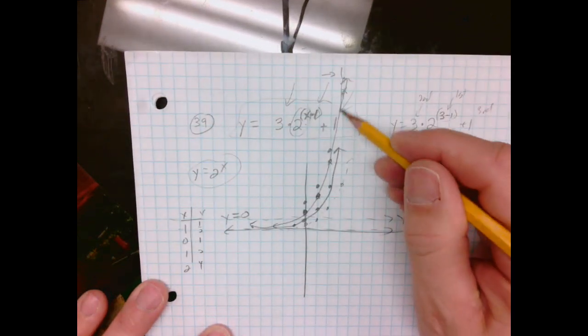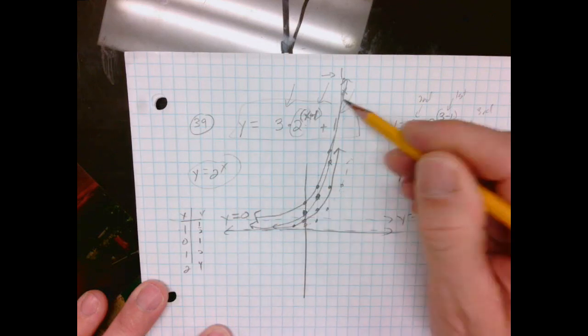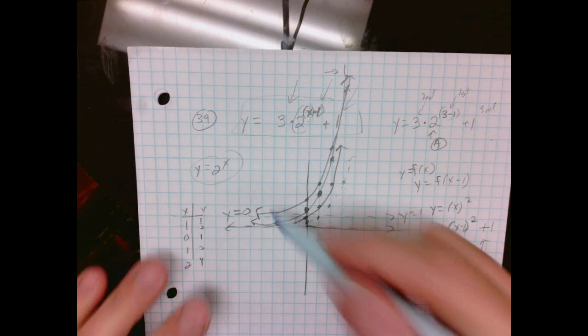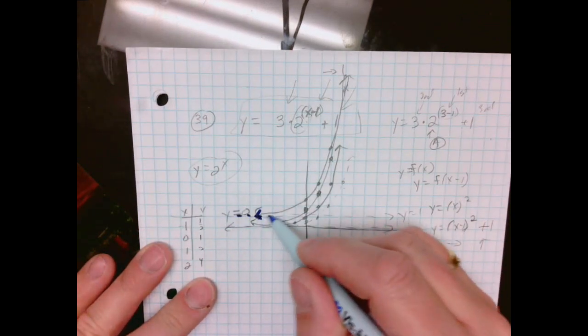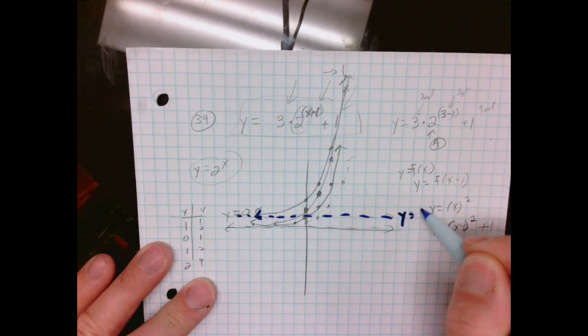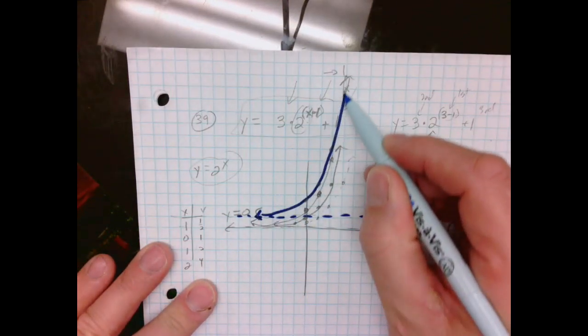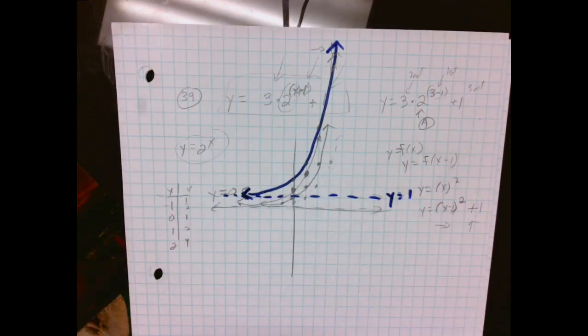And when we go through here, I'll highlight that with my marker. Approaching the line y equals 1. So this is y equals 1 here. So that should be what your function looks like.